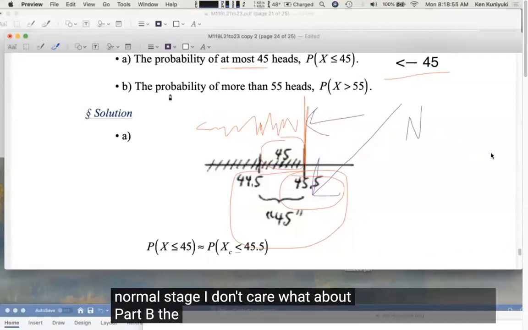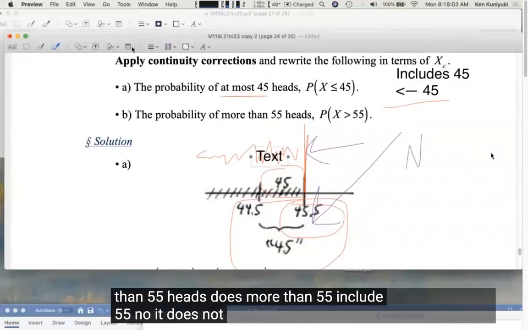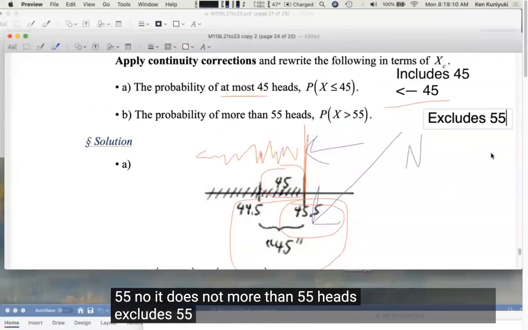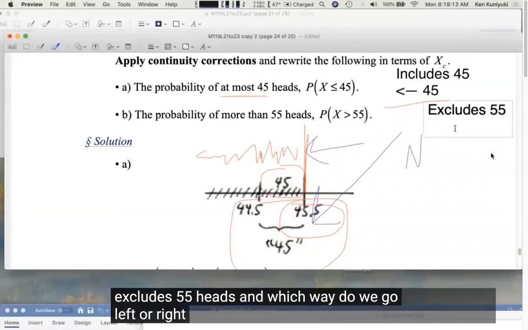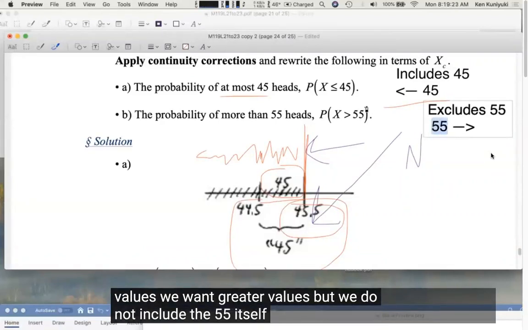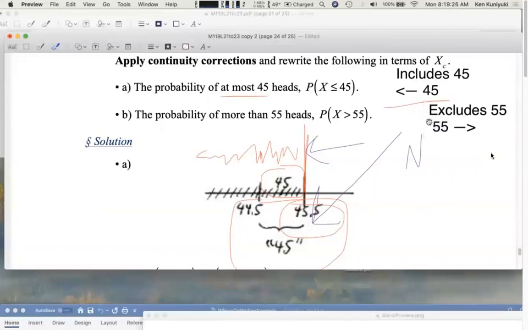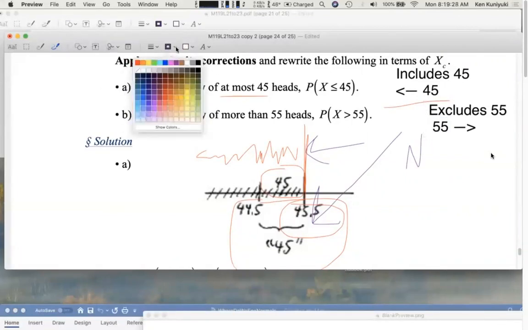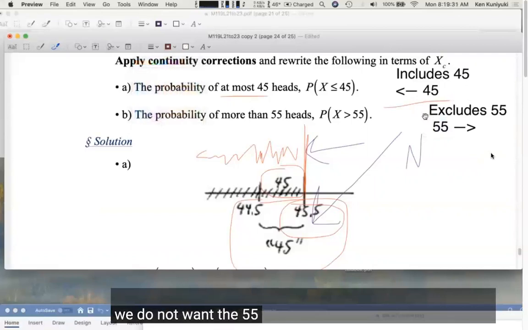What about part B, the probability of getting more than 55 heads? Does more than 55 include 55? No, it does not. More than 55 heads excludes 55 heads. And which way do we go? Left or right? Lesser values or greater values? We want greater values. But we do not include the 55 itself. We do not want the 55 itself.